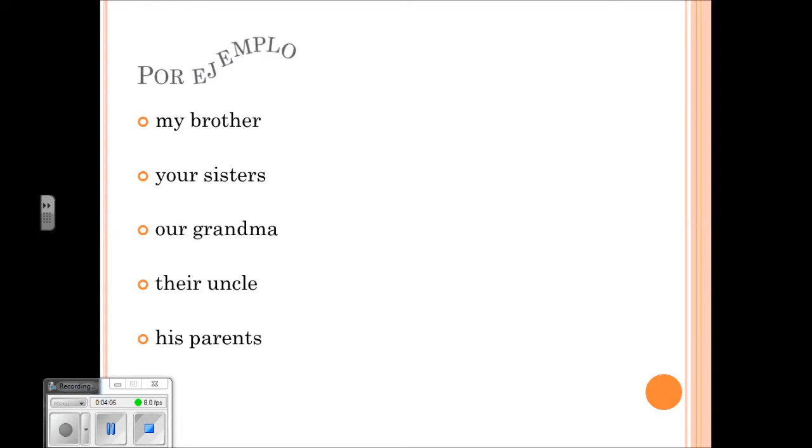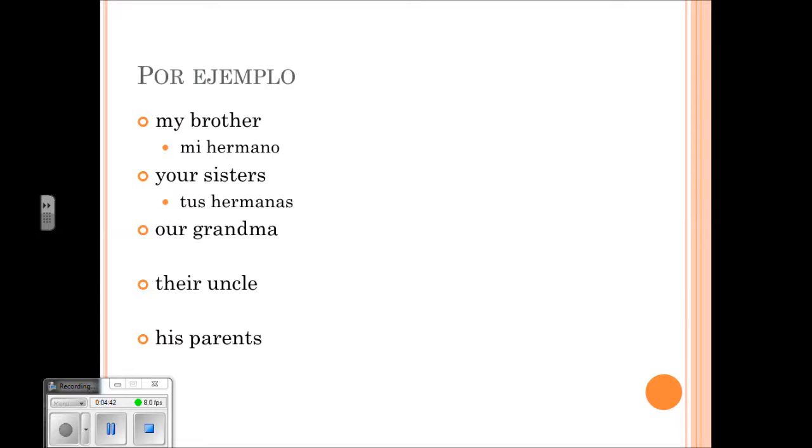A couple of examples for you. If you want to say my brother: mi hermano. Hermano is masculine singular, so we're just going to use the singular form of my. The next one, your sisters: tus hermanas. Hermanas is plural, so tu becomes tus. Even though you are only one person, it doesn't have anything to do with you. We decide that the adjective is plural based on whatever's being possessed. In this case, it would be your sisters, so the your becomes plural because of the noun.